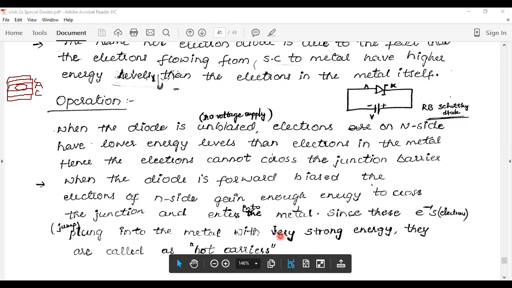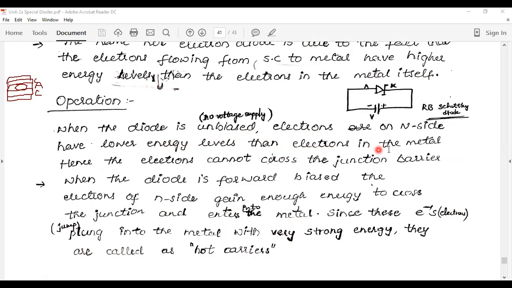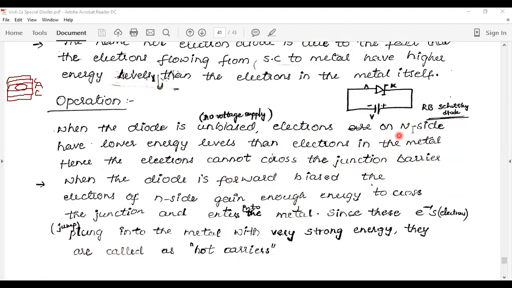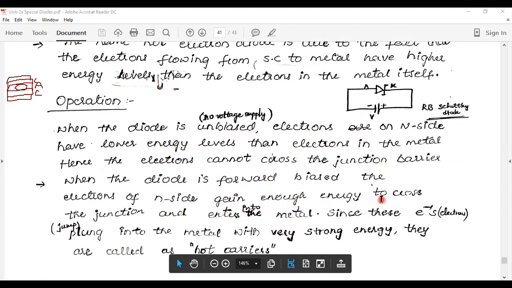When the diode is unbiased, that means no voltage is applied, electrons on the n side have lower energy levels than electrons in the metal. Hence electrons cannot cross the junction, that is the barrier. In the reverse bias direction, the electrons are not going to cross the junction. When the diode is forward biased, the electrons of the n side gain enough energy to cross the junction and enter into the metal. Hence these electrons plunge, meaning jump, into the metal with very high energy. They are called hot carriers.